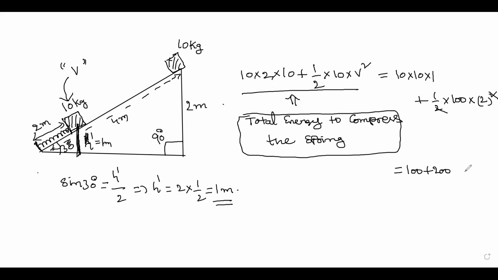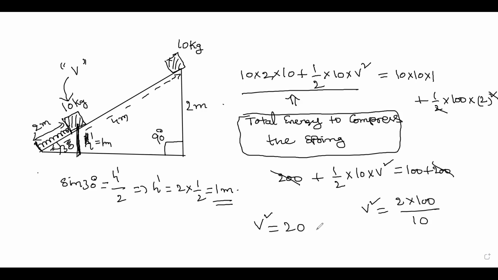So this side you have 200 once again. 200 plus half into 10 into v square. This is what you have. And 200 on either side you can give it out. So you have v square happens to be 2 into 100 divided by 10. So v square is 20. So v is equal to square root of 20 meter second inverse. This is how this could be the possible explanation, what I feel. So that's the answer.